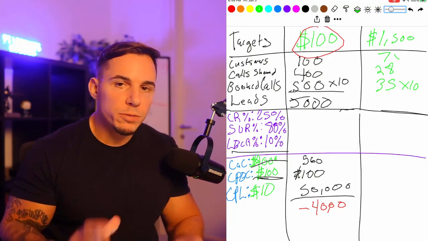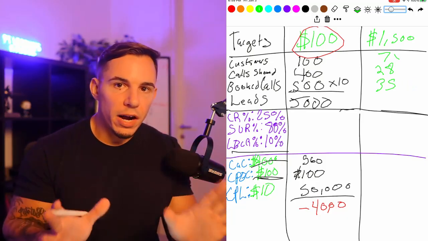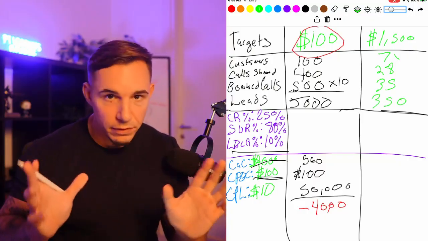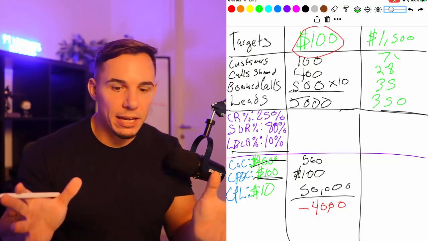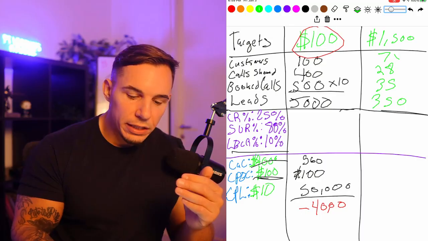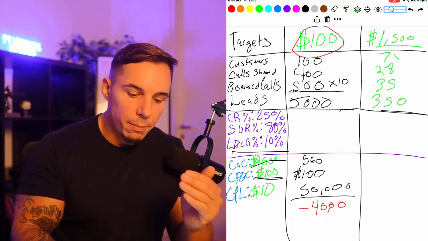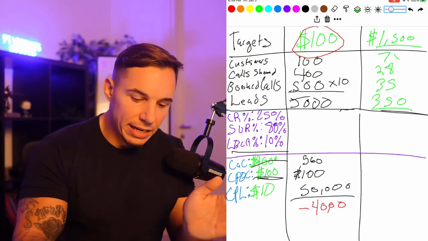So let's break this all down again. In order for us to actually make more than $10,000 with a $1,500 offer, it would actually be $10,500. What we need is 350 leads, 35 booked calls, 28 calls to show up, and 7 new customers. Sounds a lot easier, right?